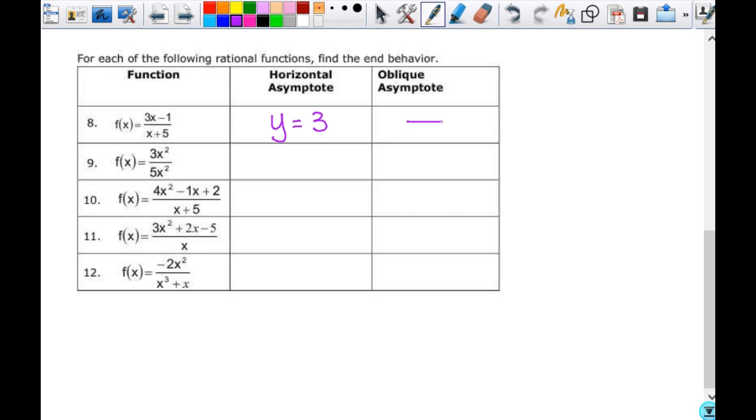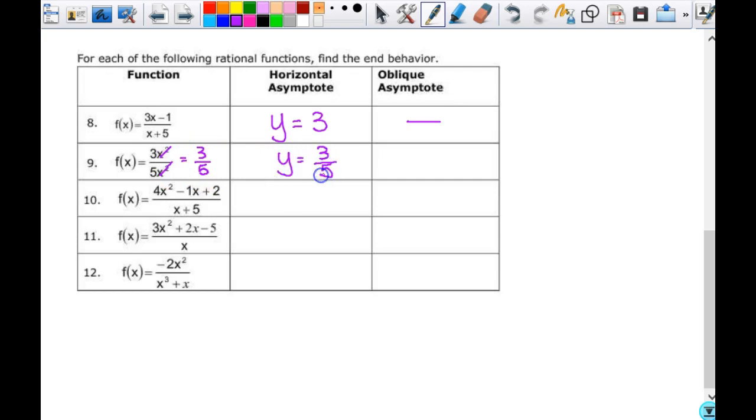Number 9. So I have holes here because I can cancel this out, so there's a hole at x equals 0. So that just leaves me with 3/5, which is a line. It's a horizontal line because it's a y equals 3/5 line. But just like we talked about today, that's still an asymptote because we're still tied in degree in the numerator and denominator, so I still have a horizontal asymptote of this ratio, so it is y equals 3/5.